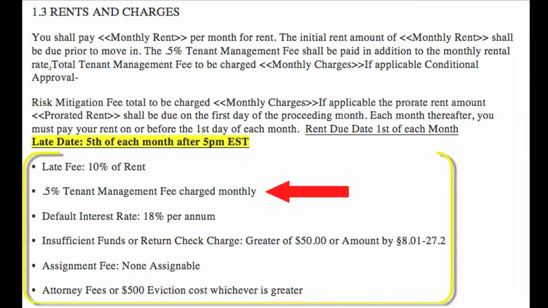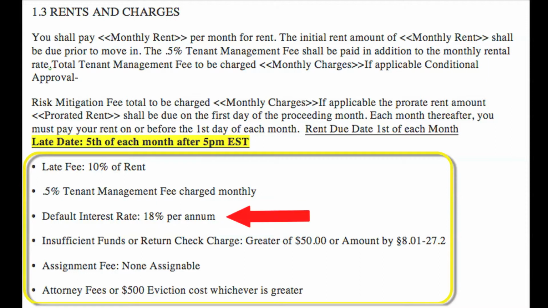There is a 0.5% tenant management fee charged monthly. Default interest rate is 18% per annum. Insufficient funds or return check charge will be the greater of $50 or the amount allowed by law. There are no assignment fees. This contract is not assignable.